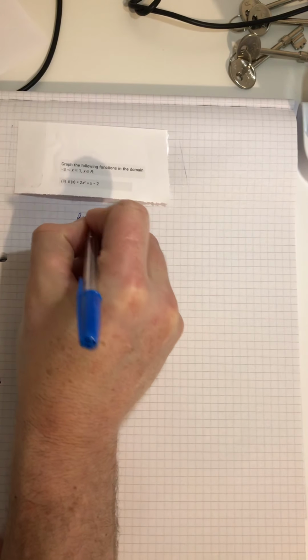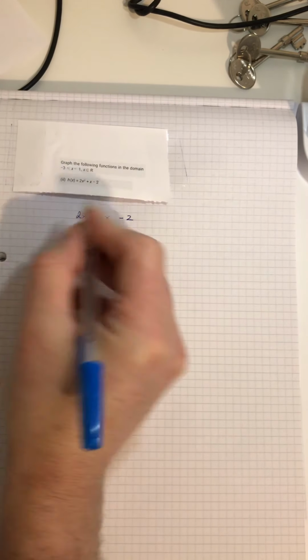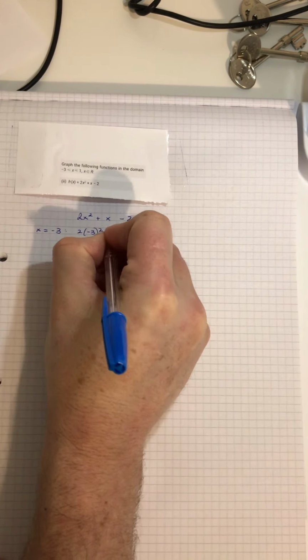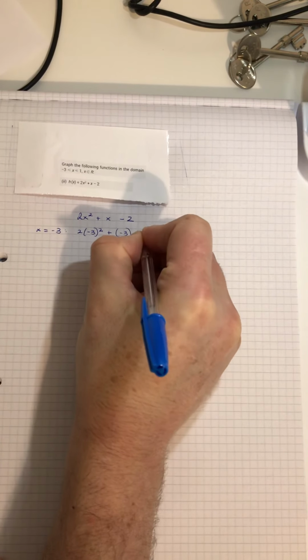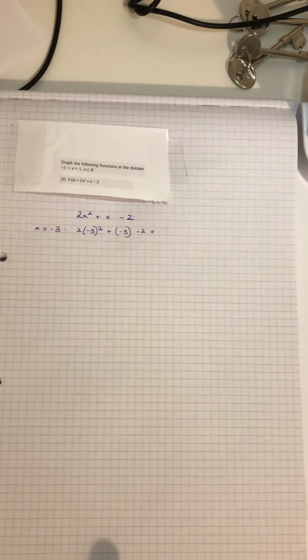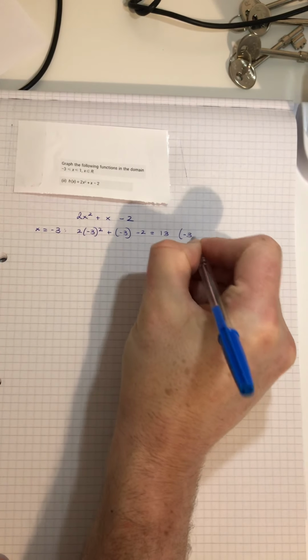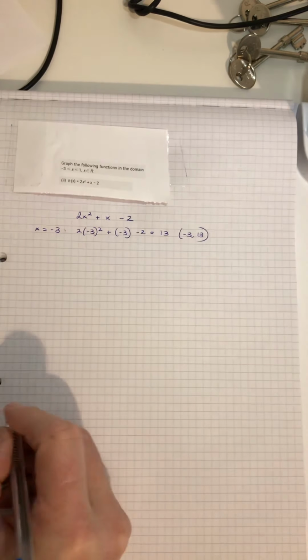So here is a quadratic function again, h of x, and in this one you're plotting the graph between -3 and 1. Okay, so h of x is the function 2x squared plus x minus 2. So when x is -3, 2 times -3 squared plus, in brackets -3, take away 2, and use your calculator. Okay, so the answer you should get here is 13. So when you put in -3, you get out 13.